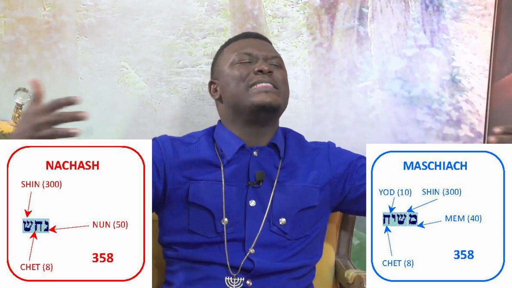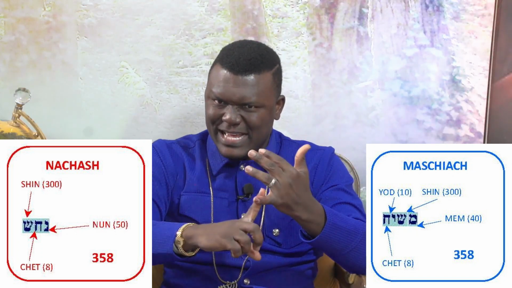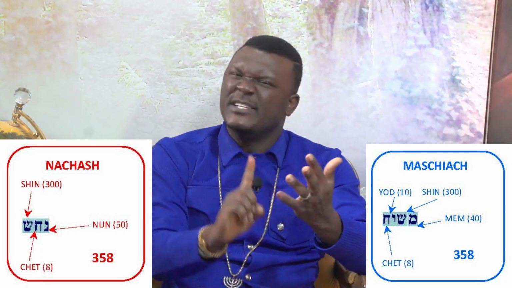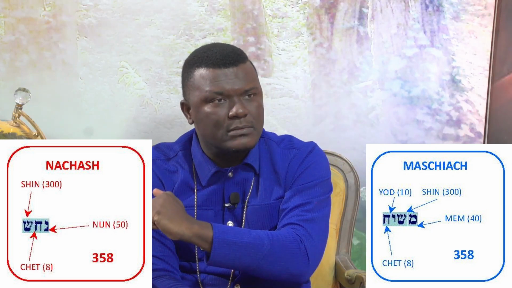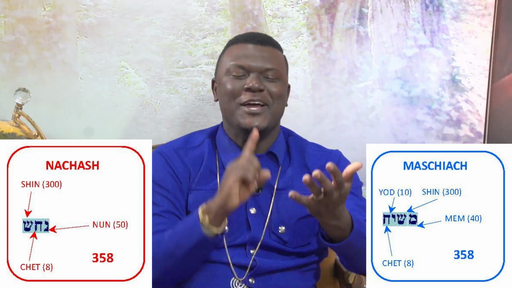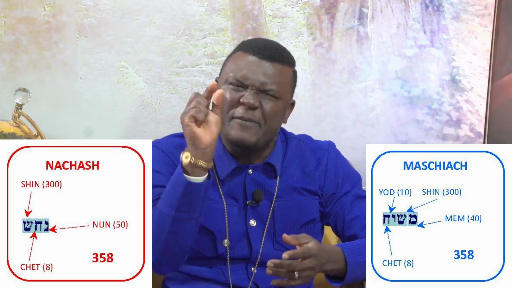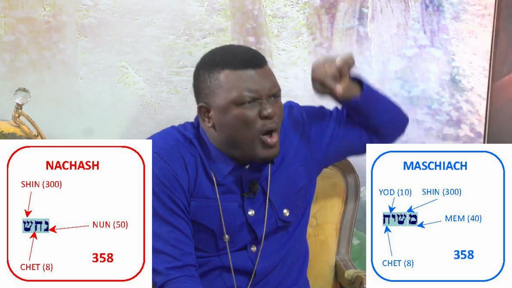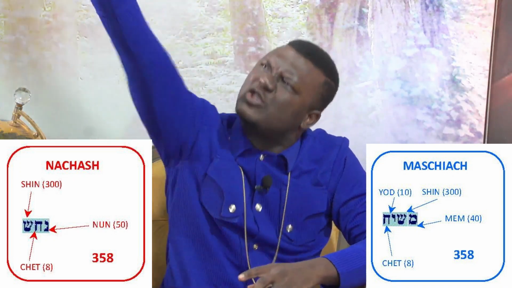Now, let's calculate the two separately. Mem is 40. Shin is 300. Yod is 10. Het is 8. When you add them together, you get 358. All right, let's deal with the serpent, Nachash. Nun is 50. Het is 8. Shin is 300. That is 358. So as Moses lifted the number 358, so will Messiah, 358, also be lifted.